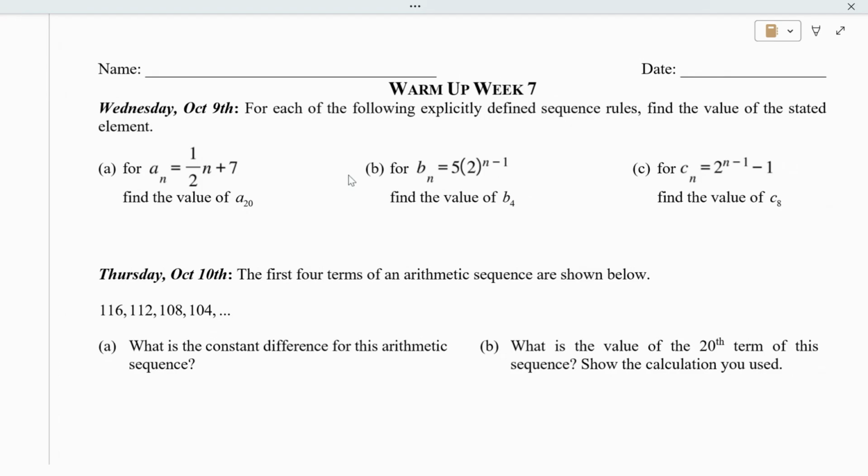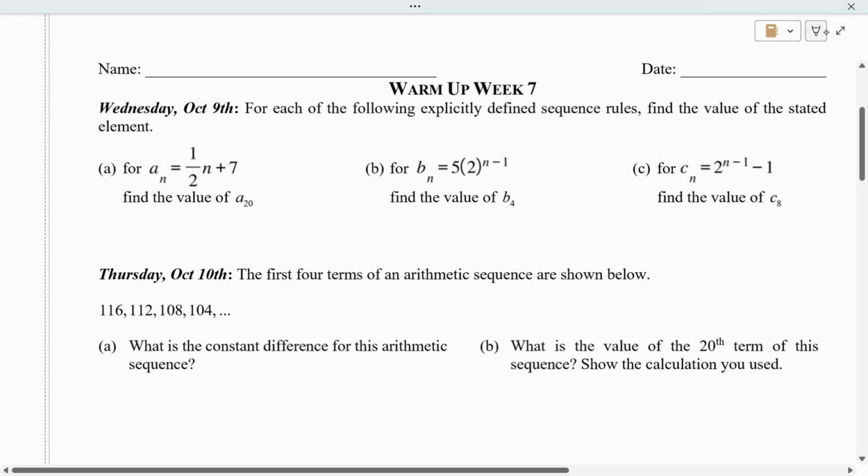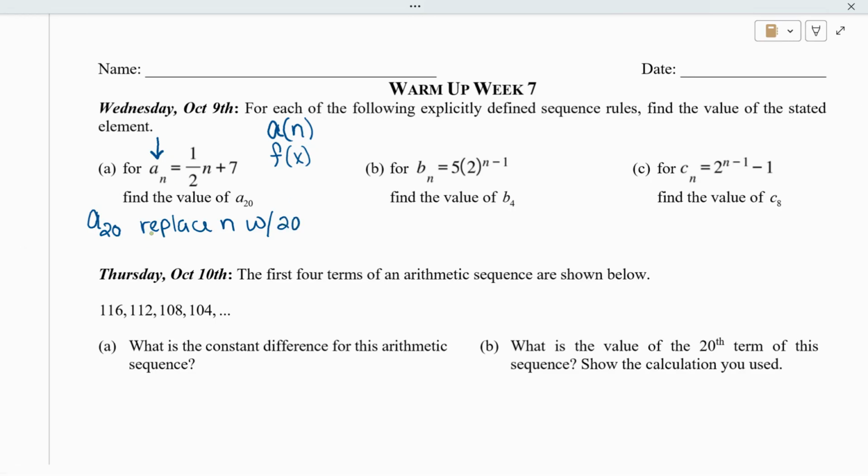So I want you to know that even though the term sequence may not be something that you're super familiar with, you do recognize that A sub n is the same thing as writing it like this, which you guys saw when we did f of x. So when you're evaluating A of 20, we call it A sub 20. That just means you replace the n with a 20. That's all you're doing.